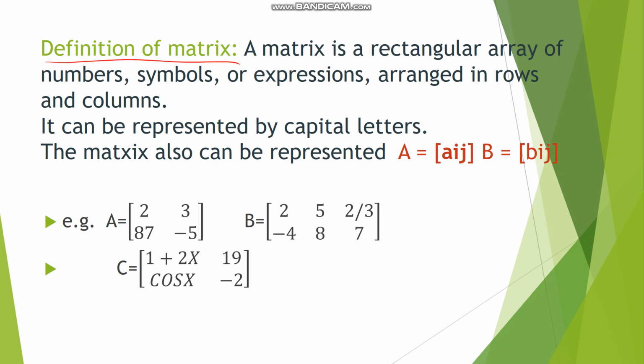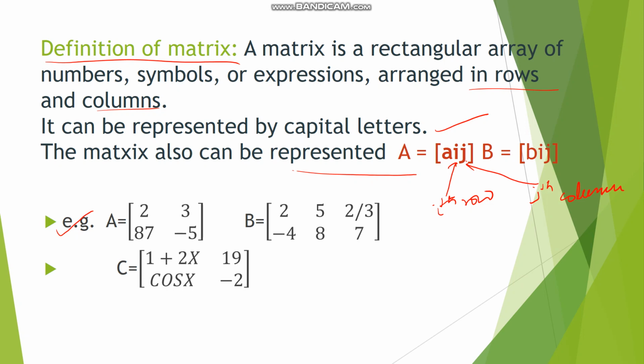A matrix is a rectangular array of numbers, symbols or expressions arranged in rows and columns. It can be represented by any English alphabet capital letter. The representation of a matrix in short form is A equal to Aij, B equal to Bij. Here in ij, i stands for the ith row, and j stands for the jth column.